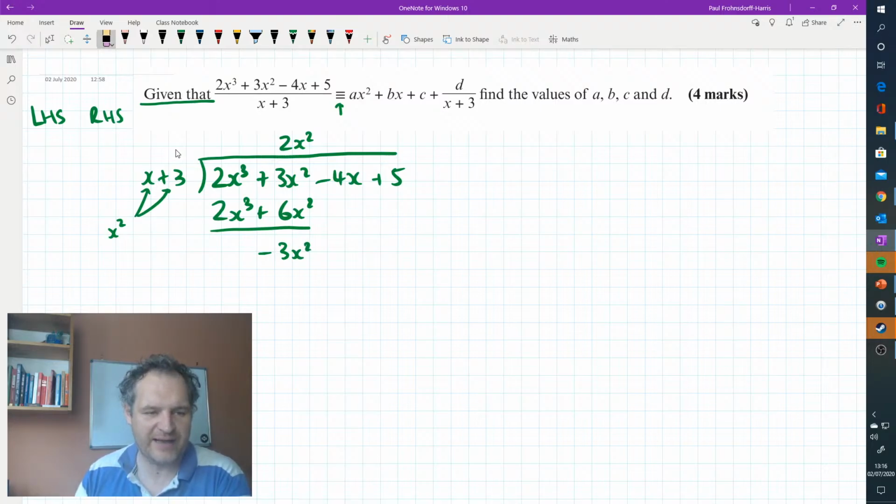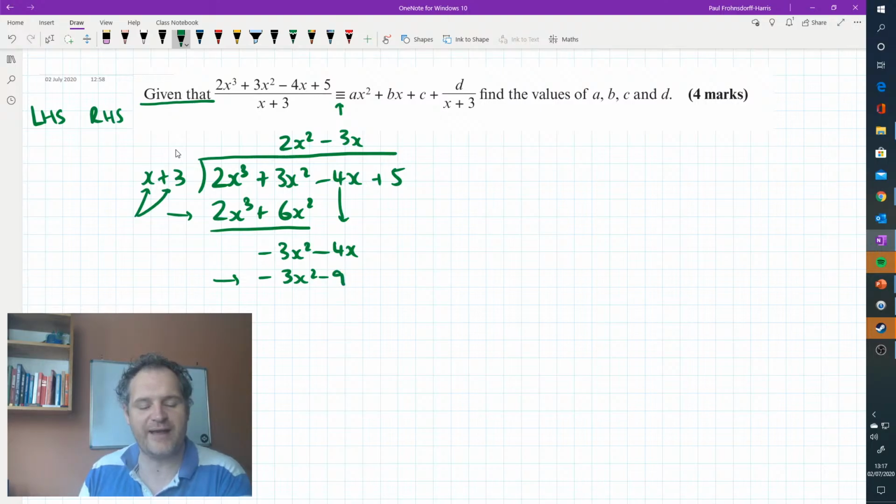How do I get that? Well, to multiply something by x and get minus 3x squared, I want to bring this down as well, by the way. I'm going to need to multiply it by minus 3x. That's going to give me minus 3x squared. You notice this line is always the line of the multiplying bit. Minus 3x, but it's also giving me a minus 9x.